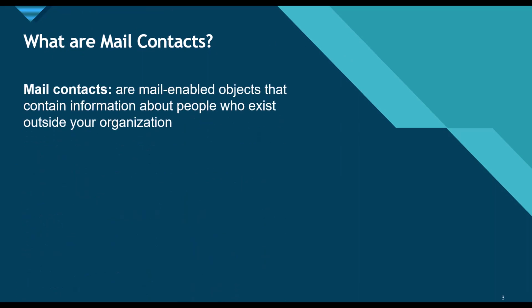So what are mail contacts? Mail contacts are mail-enabled objects that contain information about people who exist outside our organization. So we have organizations, we have users, these are the people that we've employed, our employees in the organization, that we've created a mailbox for. They have the username and the password. But in the case of mail contacts, they are people that are actually outside our organization. They are not people within the organization. And we'll see in the upcoming slide how these are different from the mail user itself, because they are mail-enabled objects.